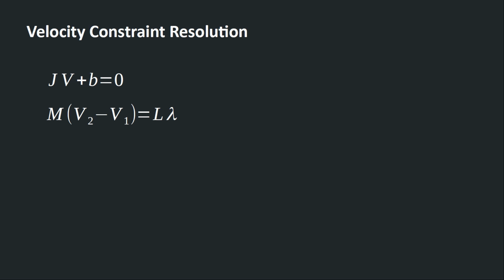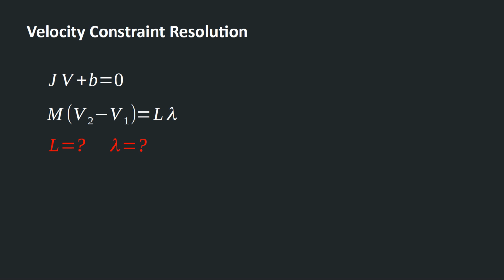Change in velocity multiplied by M, which is the mass matrix, is equal to the impulse. The impulse necessary to apply to the object to result in the fix of velocity. And let's say this impulse is equal to L times lambda. L is a vector in the direction of the impulse. Lambda is the impulse magnitude. So the problem becomes finding L and lambda.